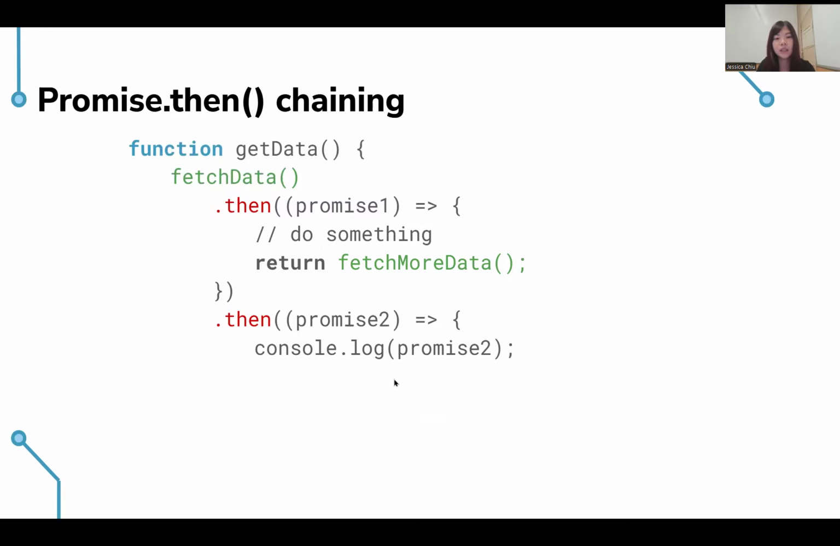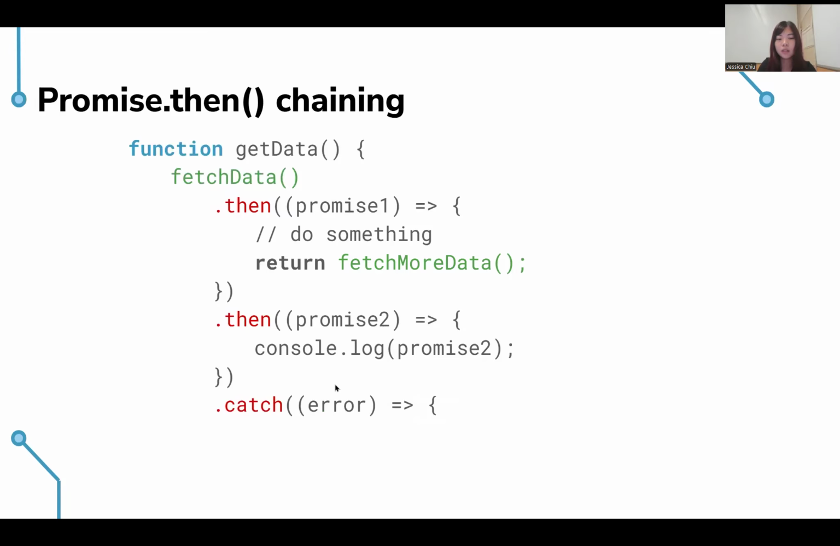Okay, so you can see here, when we fetch data for the first time, it goes into promise one, and then something happens in the function, and we return fetch more data, which gives us a second promise that goes into promise two, and then we do whatever we want with that promise, okay?